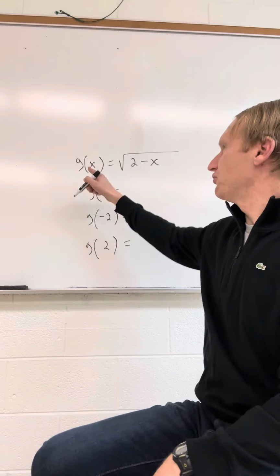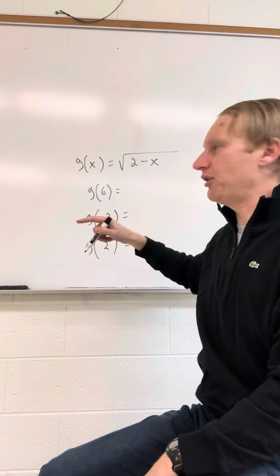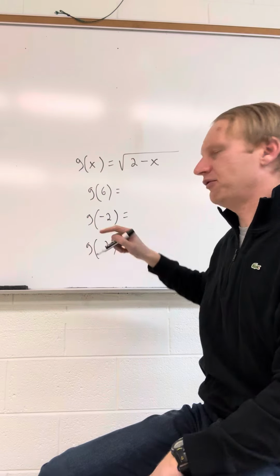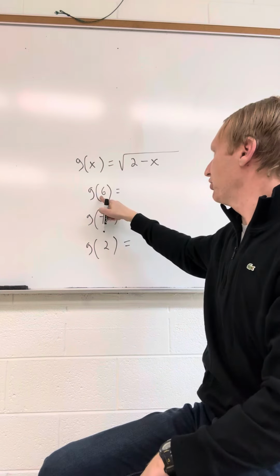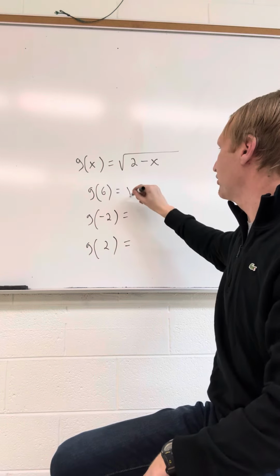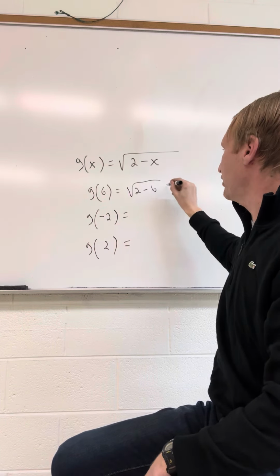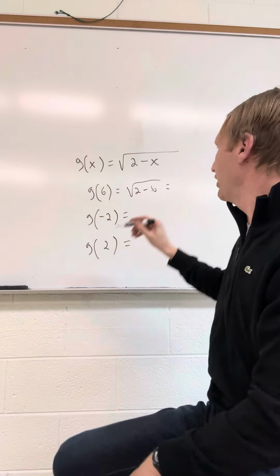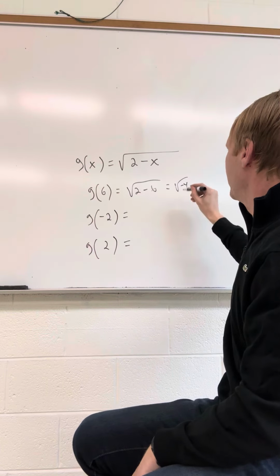All right, so here we have g of x is equal to the square root of 2 minus x, and we're going to find g of 6, g of negative 2, and g of 2. So we simply put the number in for x and then simplify it. So here we put 6 in for x, and we get the square root of 2 minus 6. So 2 minus 6 is negative 4, so the square root of negative 4.